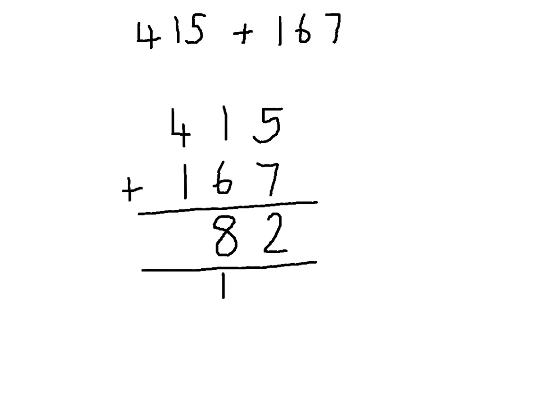We then move on to the hundreds column, and we have 4 add 1. 4 add 1 is 5, giving the answer 582.